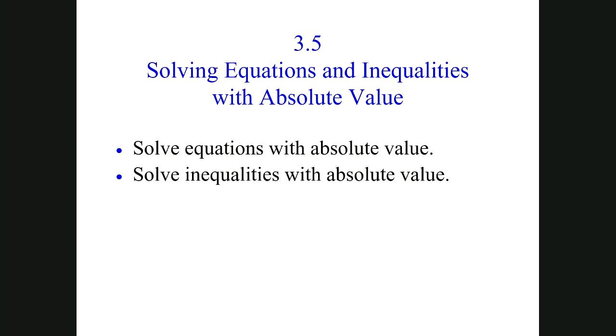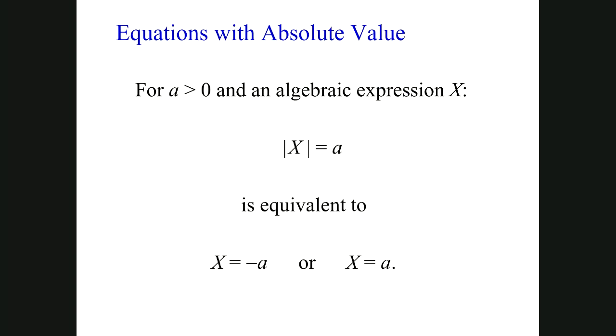All right, so with absolute value, we have three different cases. One is equal to, which is easy. One is greater than. One is less than. So that's three kinds of formulas for the last section, called absolute value.